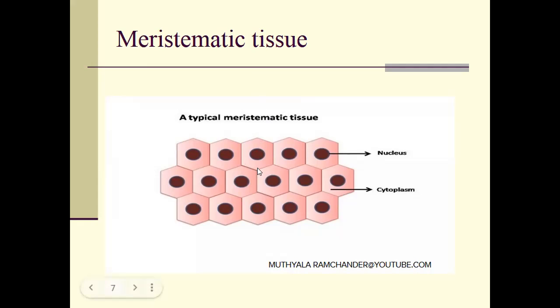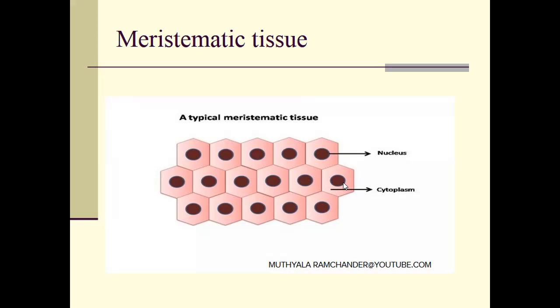The meristematic cells are unique in structure. They are covered with a single layer, that is the cell wall. The cell wall is made of cellulose and hemicellulose chemicals. Below the cell wall, a thin plasma layer is present. The plasma layer is made of phospholipids and proteins. Below the plasma layer, the protoplast is present.